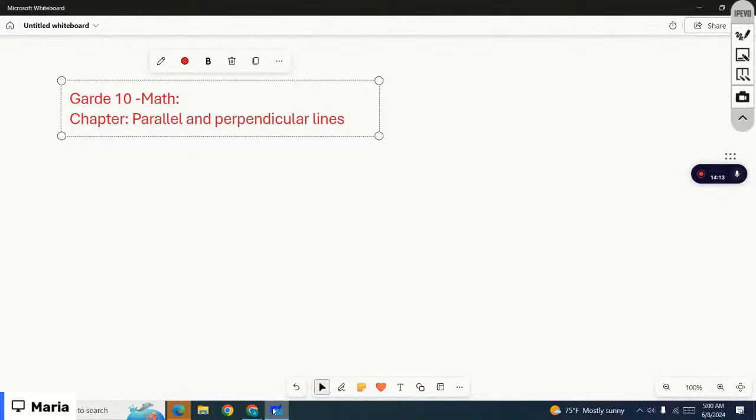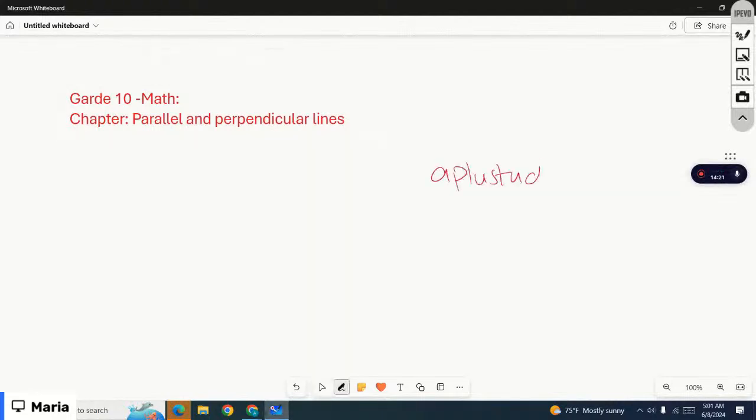You can find all the lessons on aplusstudents.com. You have to log in there using your email address and password as provided by the administrator. Then you have to select math, scroll down to grade 10 math, and then click on view all lessons. There you can find a list of the chapters.